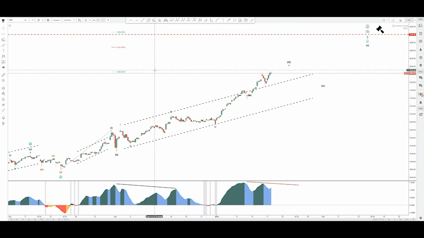Let's say we would want to measure all this. We have basically wave one and two. We have a projection here, 200%, 261.8. Now, of course, our main view focus would be 261.8 as it is the golden ratio.